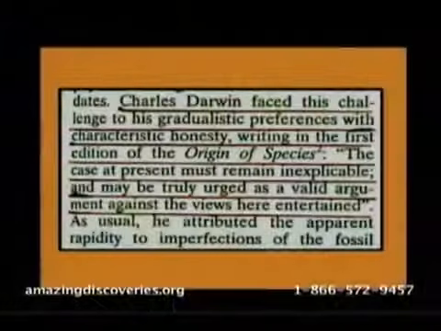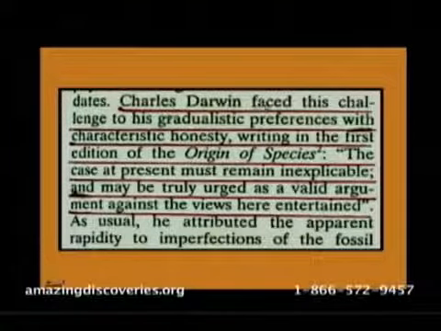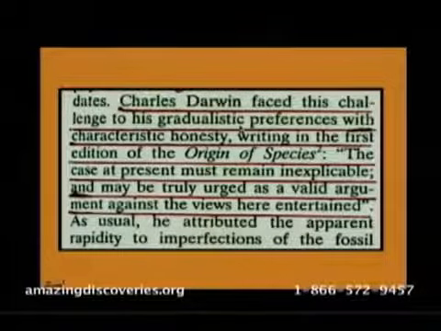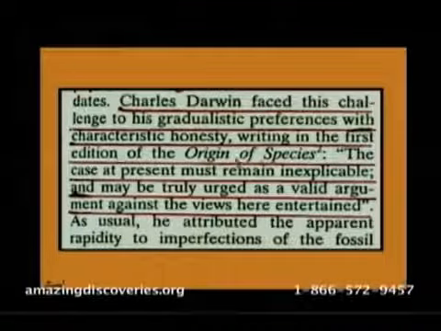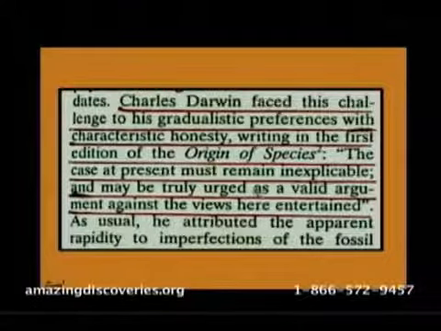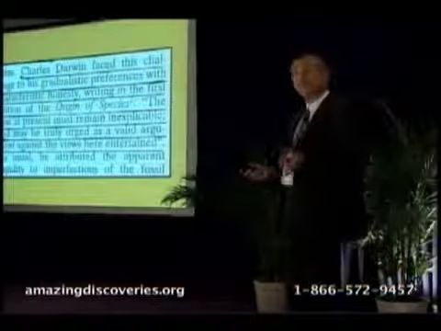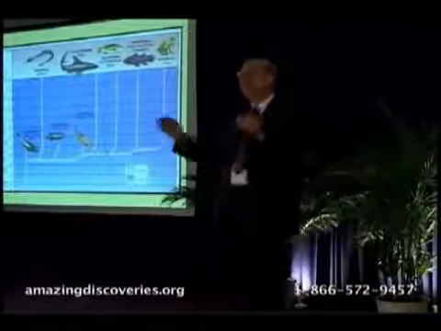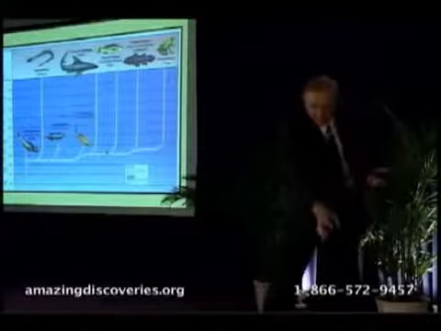But you know, it's not too far a step to take one step further and to say, if everything was there from the beginning, then it could also be what? Creation, right? Doesn't that make sense? Could also be creation. Now, is this something totally new? No. He writes, Charles Darwin faced this challenge to his gradualistic preference, things change slowly over time, with characteristic honesty, writing in the first edition of Origin of Species, strange that it disappears later, the case at present must remain inexplicable and may be truly urged as a valid argument against the views here entertained. So they've known this from the beginning. So, is there such a thing as an evolutionary record which shows things developing from simple to complex? Answer is no. What we have is fully complex organisms there at the same time.